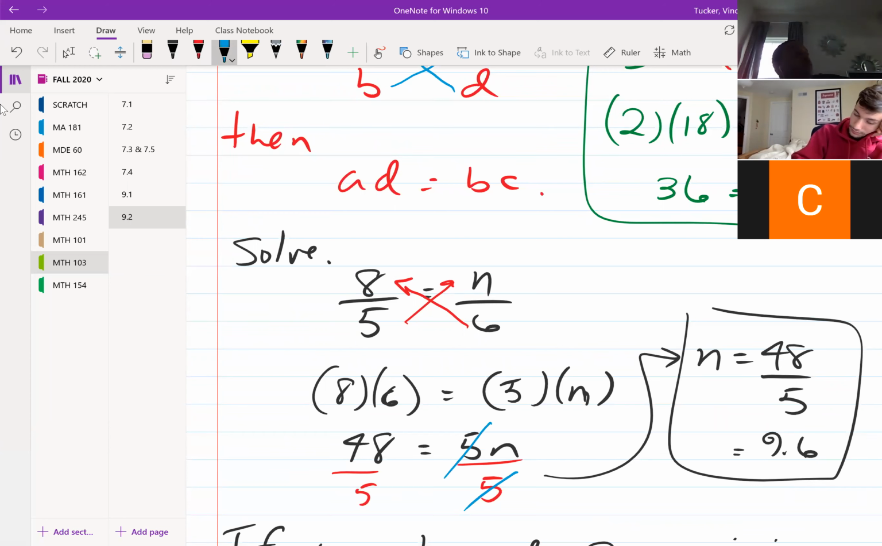Then on the left, you have 48 over 5. And MyMathLab will let you know what they want from you. You can either leave it at 48 over 5, or if you need a decimal, divide it out. You have 9.6.